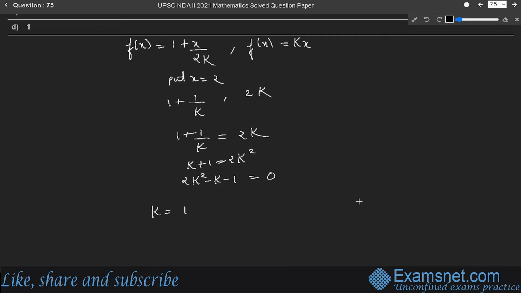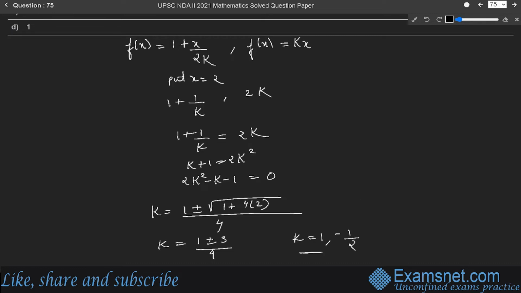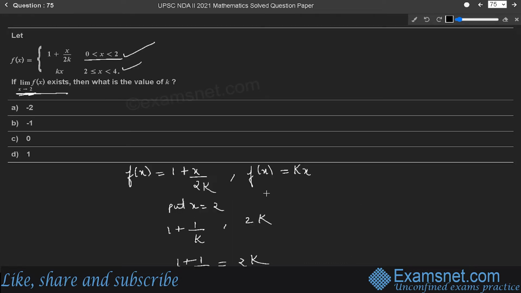K will be equal to 1 plus minus under root of 1 plus 4 into 2, upon 4. So k will be equal to 1 plus minus 3 by 4. So either the value of k is 1 or k will be minus 1 by 2. We have two values. K will be 1 or minus 1 by 2. So now let us look at the options. Options contain 1. So the correct option is option number D here.